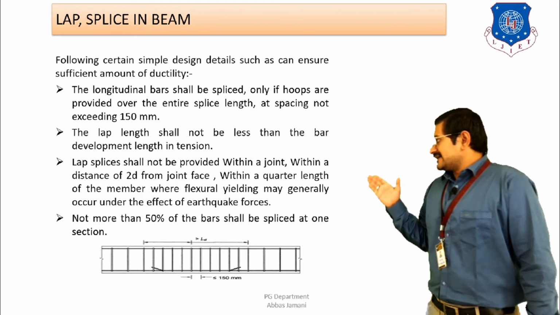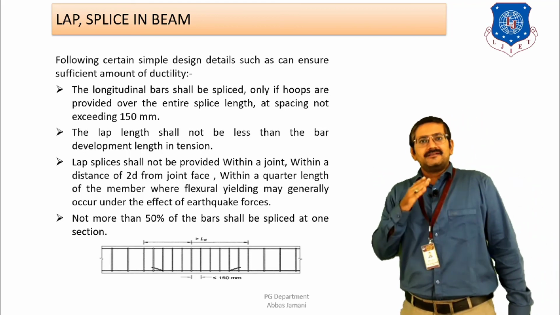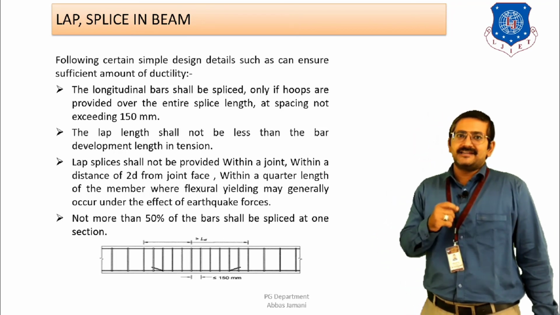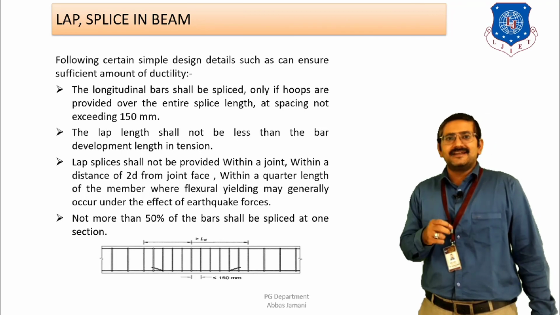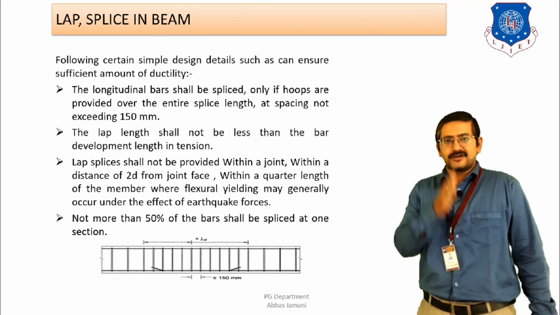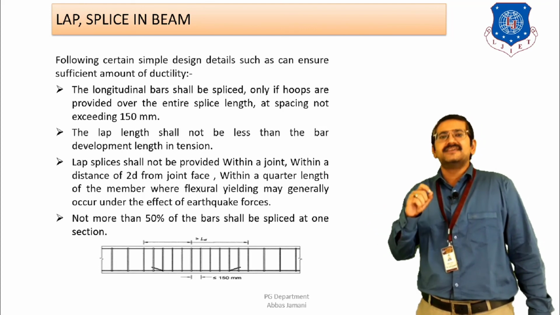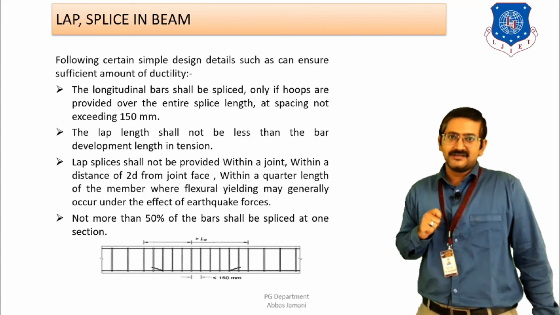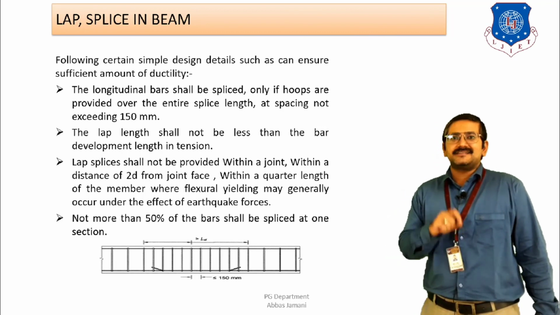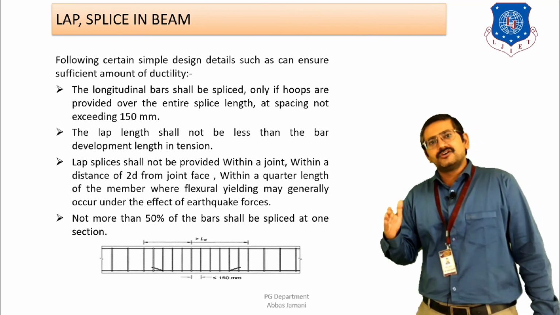If I talk about lap joint, then it is saying that the lap should not be provided within a joint. So exactly near the column you cannot provide it. Second, it is saying 2D distance from the face of the column. So there also you cannot provide. That is, from the face of the column up to 2D distance, where D is again the effective depth of the beam. Right? For that distance also the lap should not be provided. And lastly, D by 4. At that region also the lap should not be provided.